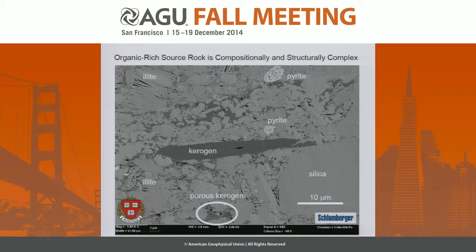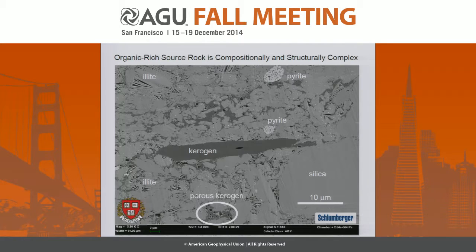There's pyrite, which is often found in conjunction with preserved organic matter because it's formed under reducing anoxic conditions, which are exactly the same conditions that promote the preservation of organic matter as it is deposited on seafloors and lake beds and then buried by normal sedimentation processes. So we often see pyrite together with organic matter. And the kerogen is the organic matter itself.